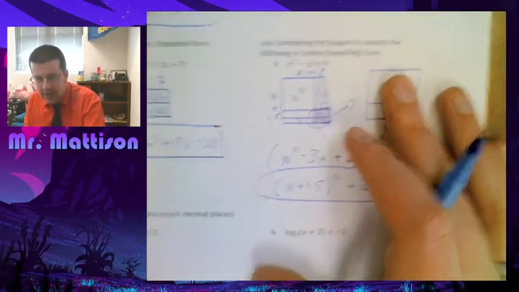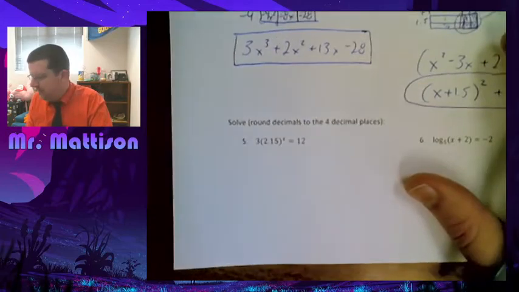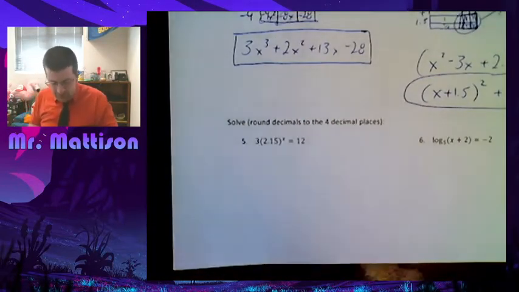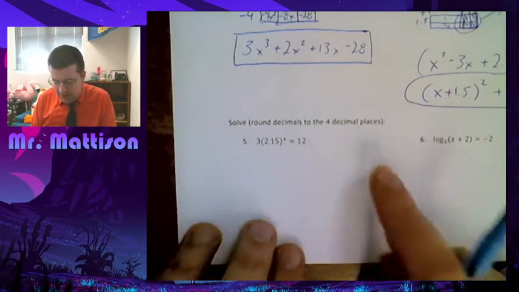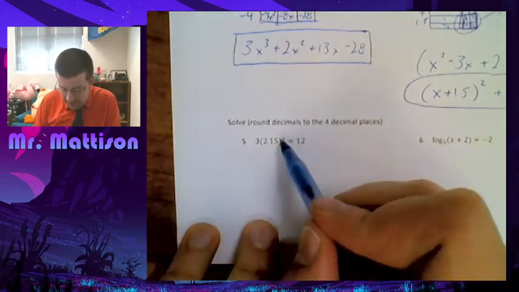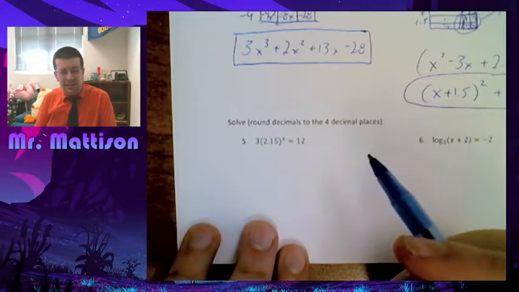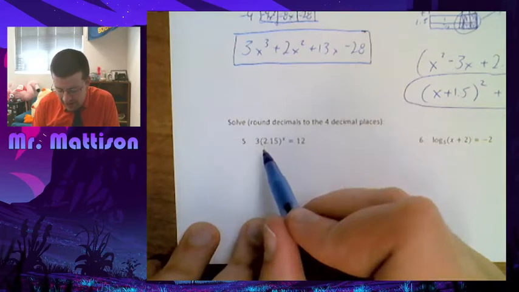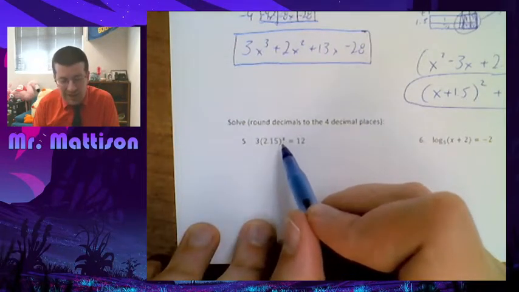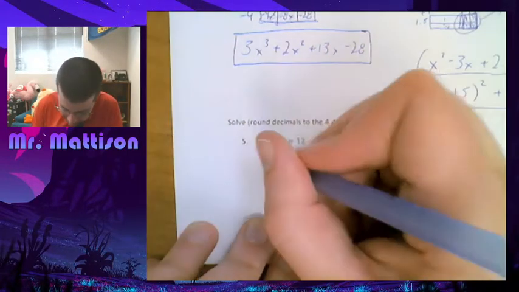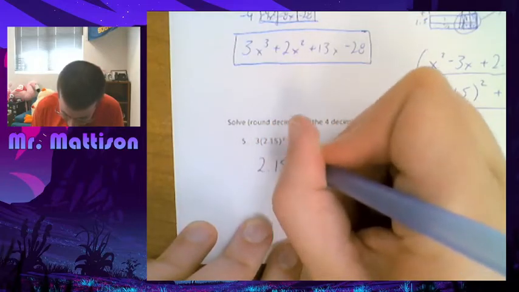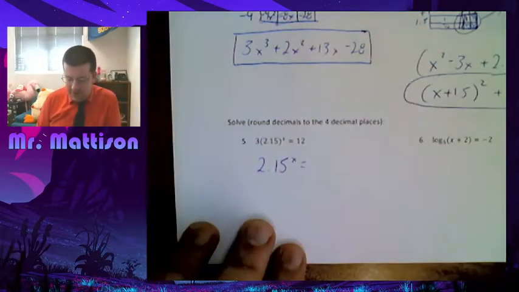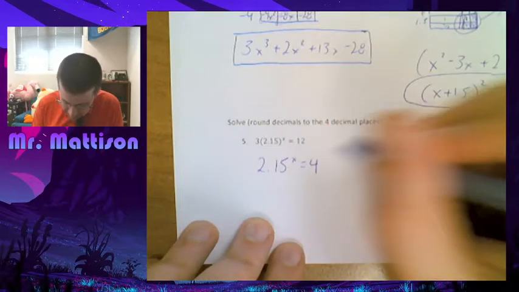All right, heading down here to problem 5. So we're trying to round these to 4 decimal places. I have a variable in my exponent, so I'm definitely going to be using logarithms at some point here. But before I do that, I want to get this 2.15 to the x by itself, so I'm going to divide both sides by 3. And I'll get 2.15 to the x is equal to 12 divided by 3, which is 4. So then we get that.